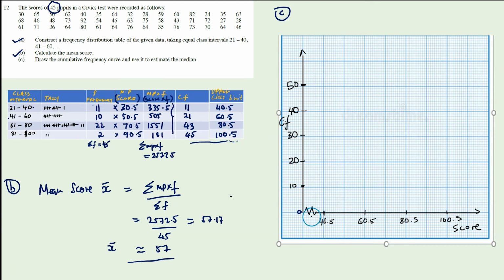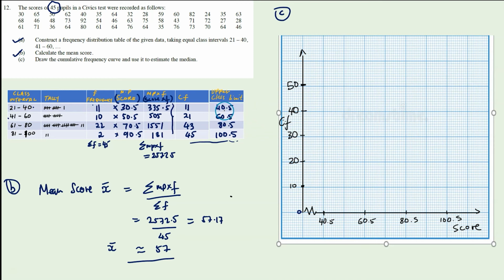So for scores, I need to use the upper class limits, 40.5, 60.5, 80.5, 100.5. Now you see a zigzag here and I start at 40. Well, you don't need to start at 0 because it would just be a waste of space. So you put a zigzag to show that you've broken it because your minimum data is actually starting at 40.5. And that's that. So let's start drawing the cumulative frequency curve.